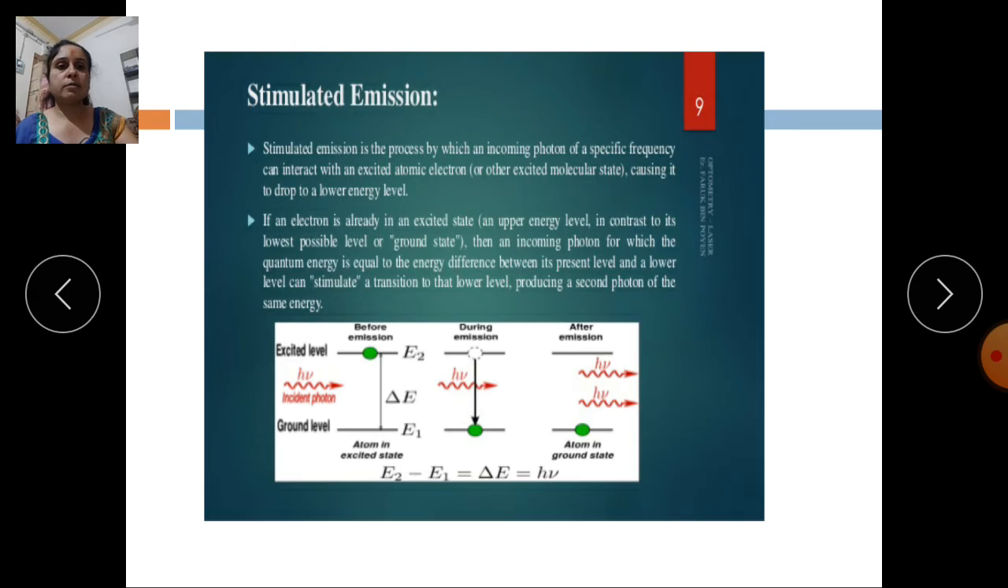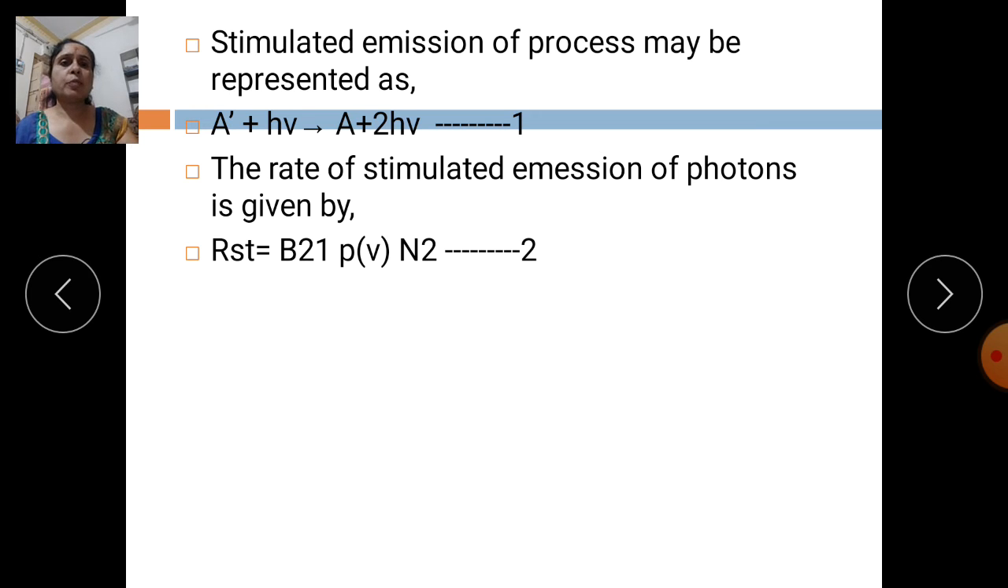Now see how this process is represented. Stimulated emission may be represented as A' plus hν gives A plus 2hν. Here A' represents the excited state atom, hν is the photon energy with h Planck's constant, A is the ground state atom, and two photons are generated; ν is the frequency.